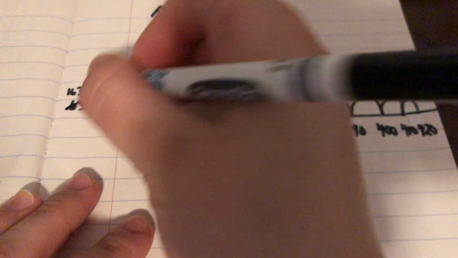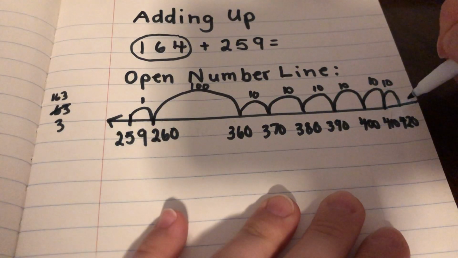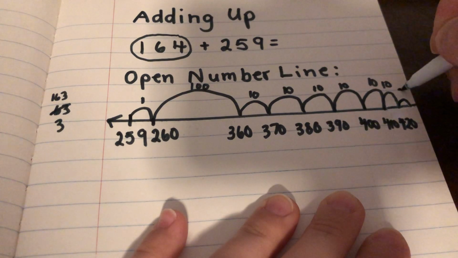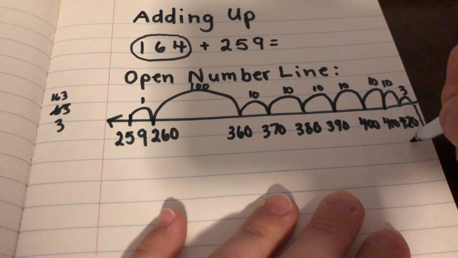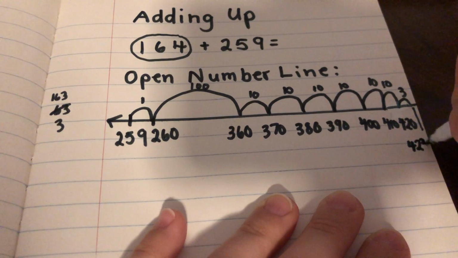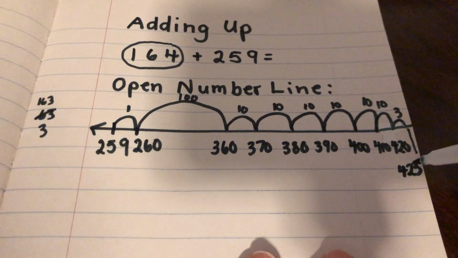I'm going to get rid of that number and realize I only have 3 left to jump. So I'm going to make a jump of 3 at the end, and I'm going to bring this down because it's a little hard to see. 423 is my answer.